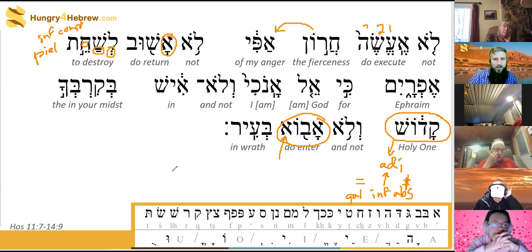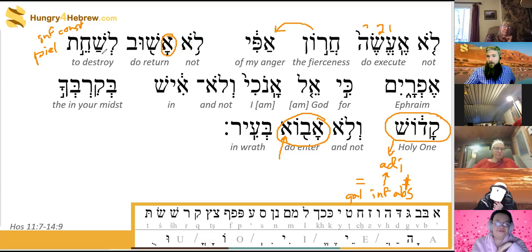Wait, oh, there's no dagesh. Guttural, of course, there won't be. So that means the root is shachat. Here we get to see an example of a root with an actual tav, as opposed to an infinitive construct that has an artificial tav. Would anyone like to suggest another infinitive construct that has a tav at the end, but it's actually not a root letter?